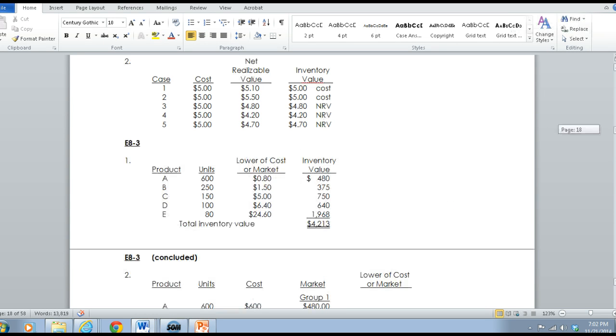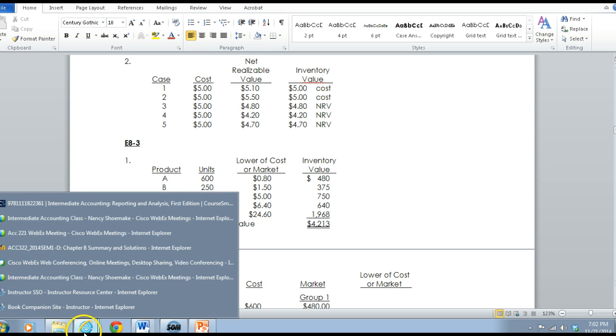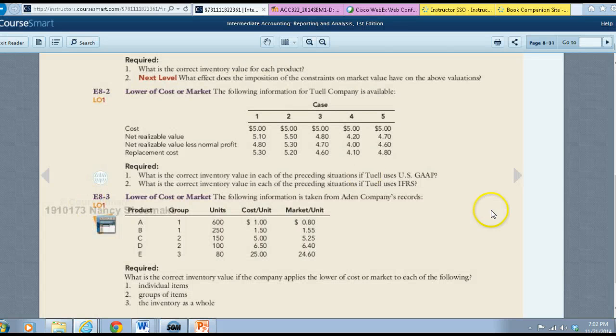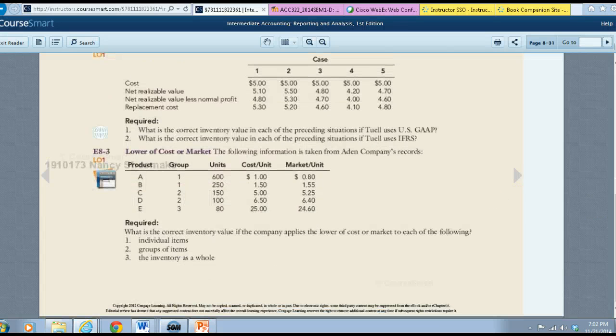Now let's move on to E3, 8.3. This is the one where we've got various products and units and the market prices. We're going to determine how this is going to fare out using individual items, then by group items, and then inventory as a whole. So we've got our products, our groups, our units.